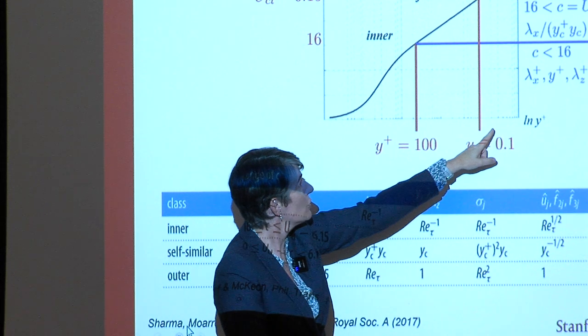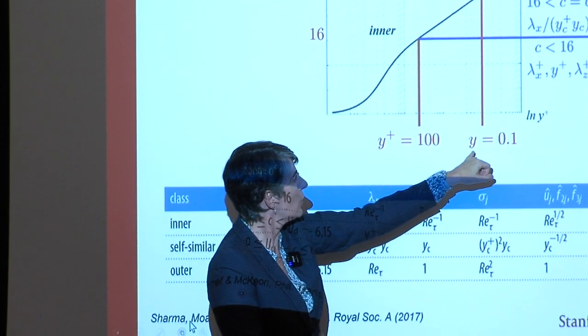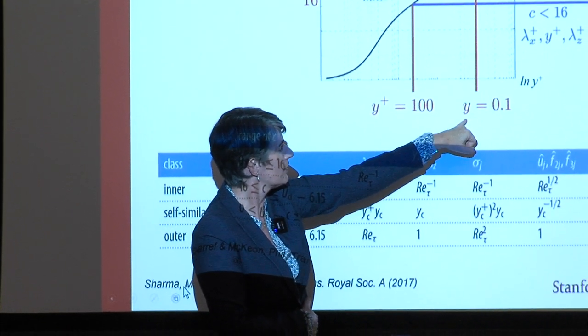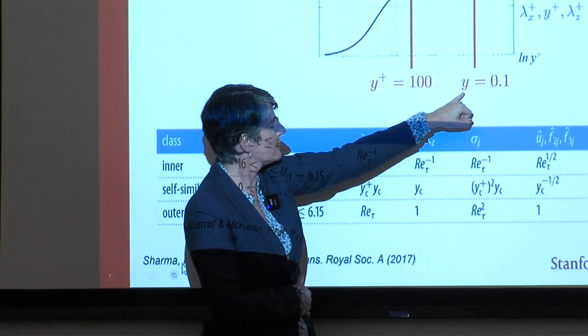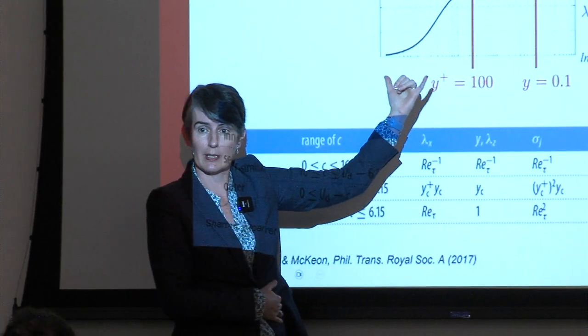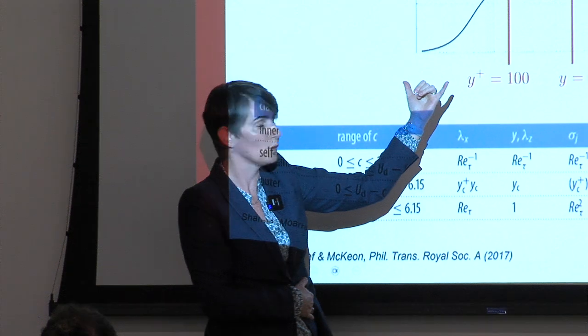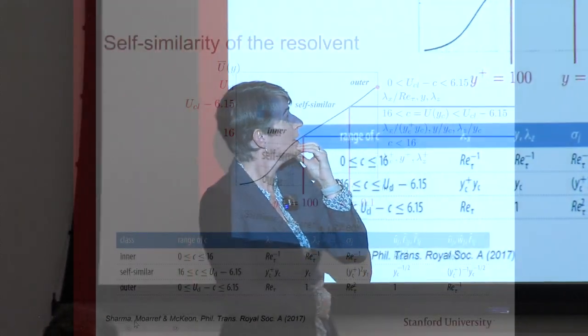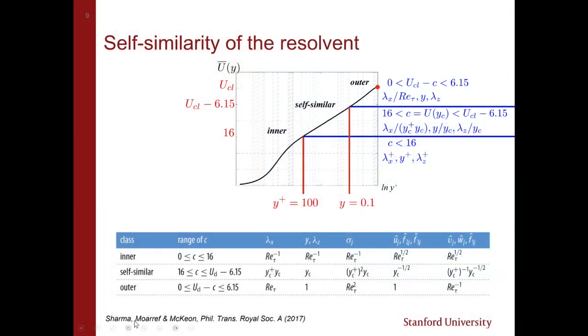There's an outer region or a wake region where things scale on the outer scale, h, the half height for the channel. So this y is normalized with h. And then in the middle, there's a spanning region where everything depends on distance from the wall. We call this the self-similar region or the logarithmic region. As you go up in Reynolds number, the outer and the inner regions pull apart in y+, and this log region grows. It's like a buffer between the two, where both inner and outer scaling hold.